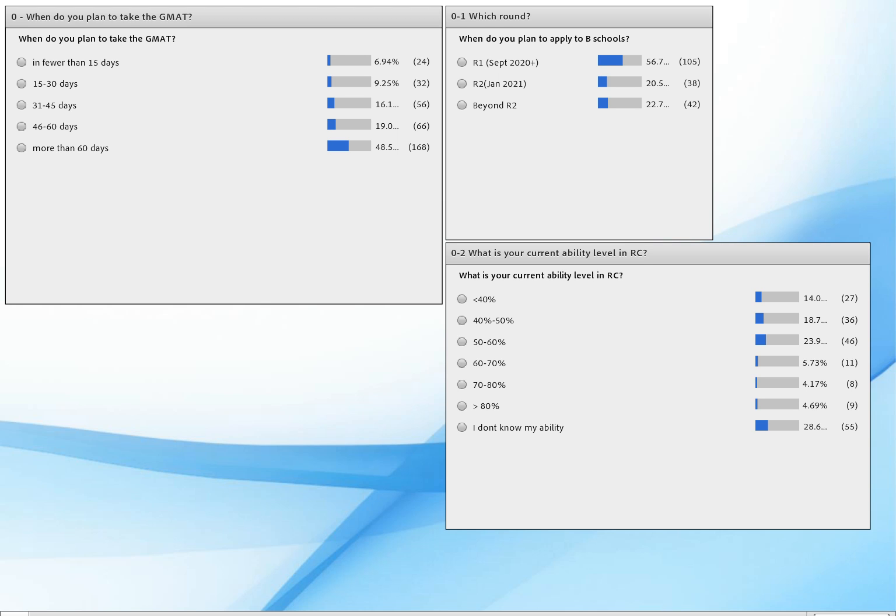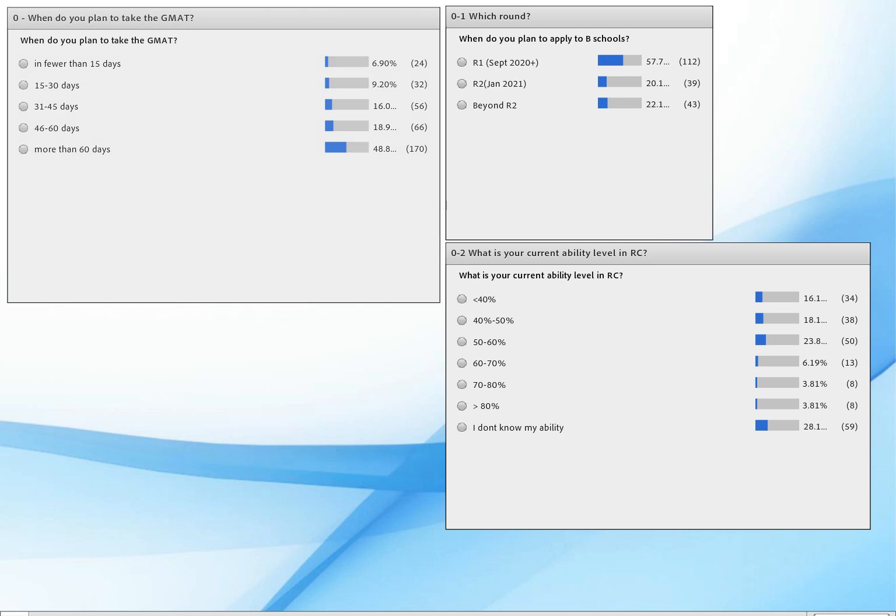And the second thing, when I look at the second one, which round: 57% of you plan to apply in round 1, which means that if you have more than 60 days before the test, you probably should actually be taking the test in about 70-75 days or so if you want to apply in round 1, because that starts in September. And if you want to apply in September, you should be done with your GMAT by early August or so.